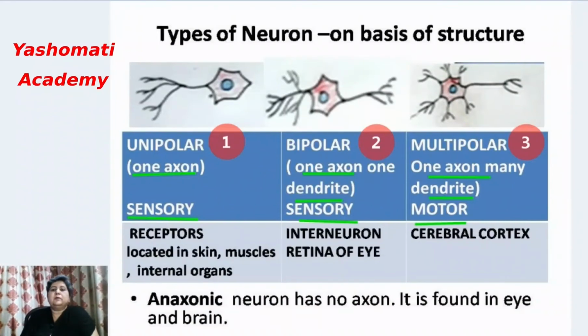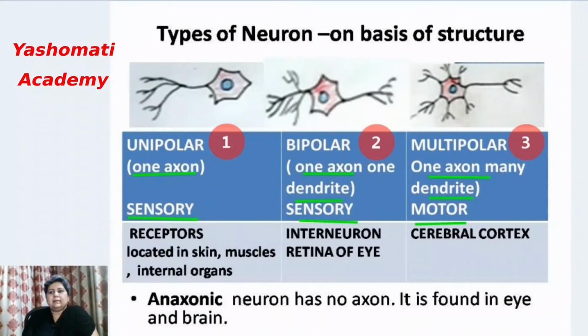Whereas motor neurons are those neurons which are attached to the muscles. So, these neurons take the information to the muscles, and when the muscle contracts and relaxes, it causes movement. Movement is a motor activity. So, these neurons are called motor neurons. Unipolar and bipolar are both sensory, and multipolar neurons are motor neurons.